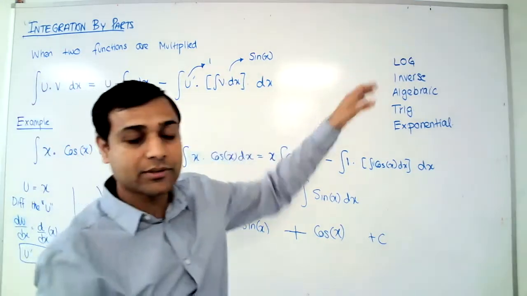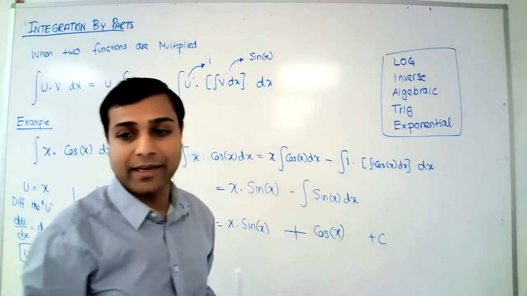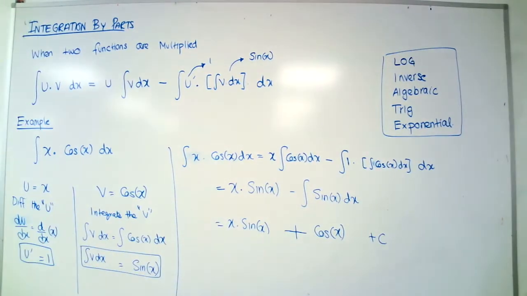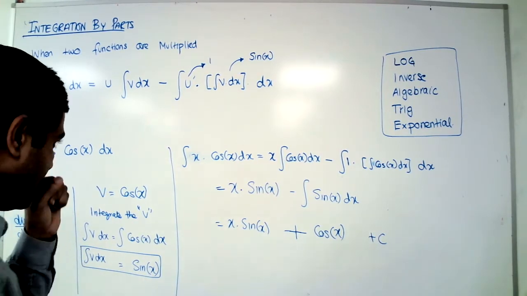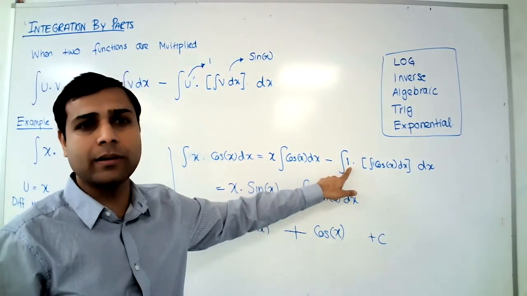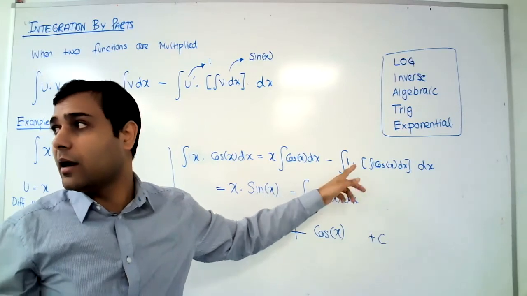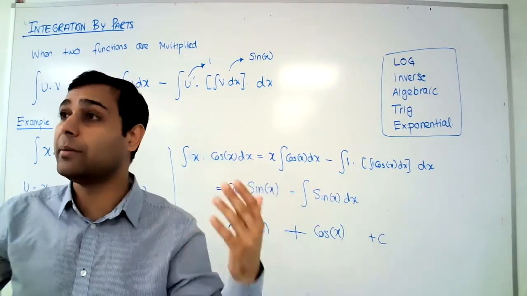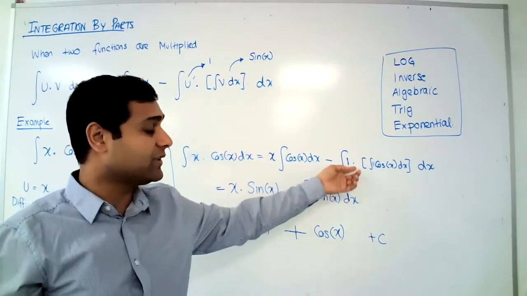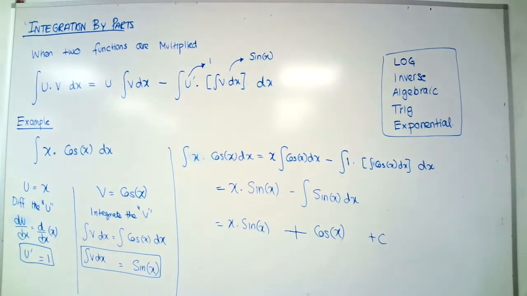Now, the most important thing here is that bit. You need to know this bit. This is super important: log, inverse, algebraic, trig, exponential. If I had chosen the other way around, instead of 1, it would become x squared over 2, and then I won't be able to finish it. Next time it will become x cubed, and then I won't be able to finish. Then I have to do it again and again and again, so I won't be able to finish that bit.